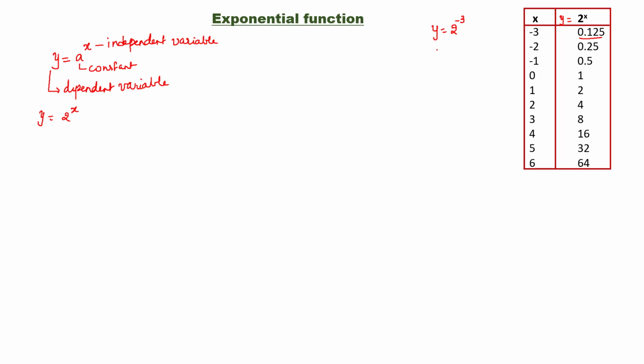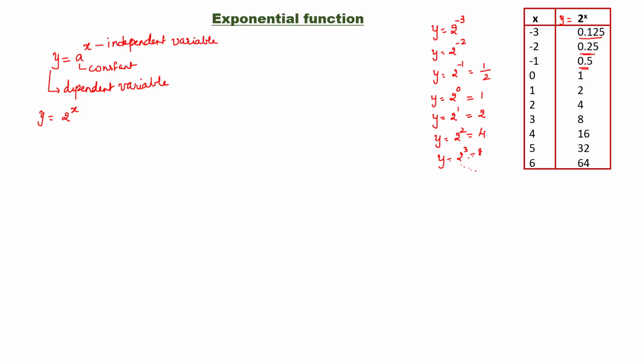If I write -2 in the place of x, y is equal to 2 to the power -2. It will lead us to 0.25. If I write y is equal to 2 to the power -1, this one will be equal to 1 by 2 and it is 0.5. When y is equal to 2 to the power 0, that is we have replaced x by 0, then it is 1. In the same manner, if I go for positive integers, y is equal to 2 to the power 1 will give me 2, y is equal to 2 to the power 2 will give me 4, y is equal to 2 cube will give me 8, and so on.